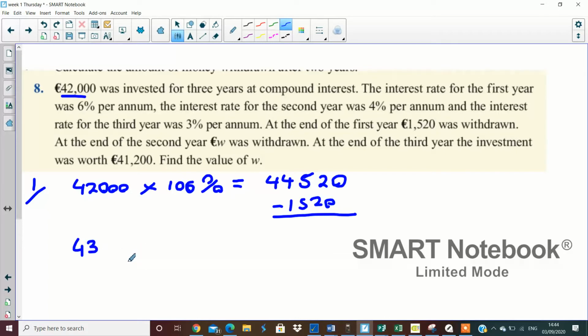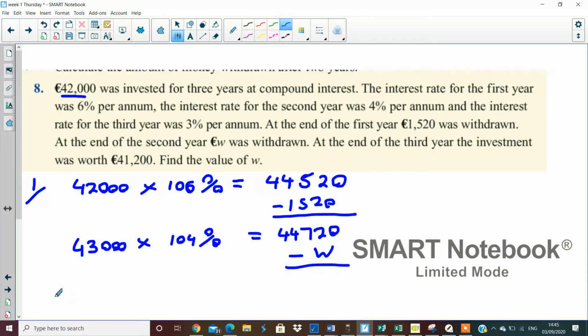43,000. Just 43,000, is it? I'm only getting 43,000. Yeah, thanks. You multiply it by 104%. And what do you get then? 44,720. Okay. And then we took down a mysterious amount W that we haven't got a clue what it is, do we? So what's the next step then?